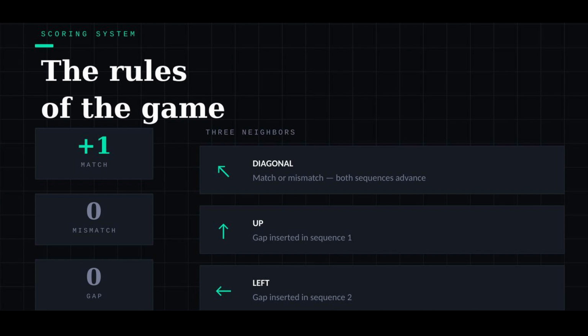Before we start, we need a scoring system. A match scores +1, a mismatch scores 0, a gap also scores 0. Simple, 0 penalties. Let's build the matrix.